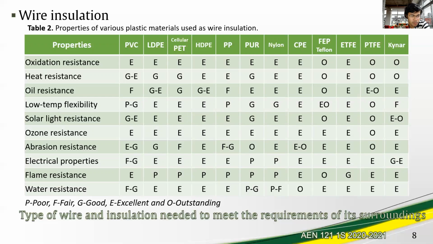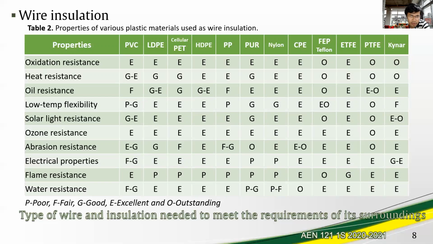defined as below. We have P for poor, F for fair, G for good, E for excellent, and O for outstanding. And we could see the chart labeling the different kinds of plastics as to their properties in oxidation resistance, heat resistance, oil resistance, low temperature flexibility, solar light resistance, ozone resistance. Okay, that is for O3. We have abrasion resistance, electrical properties, flame resistance, and water resistance.